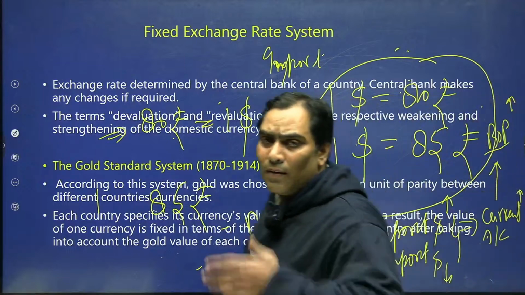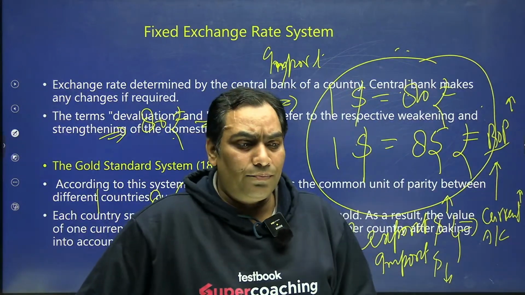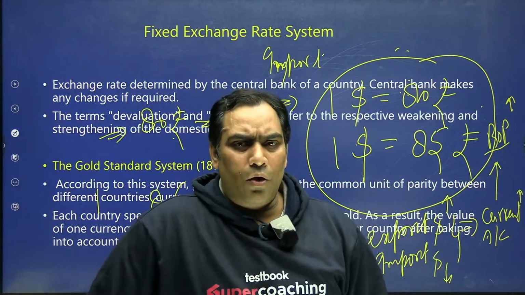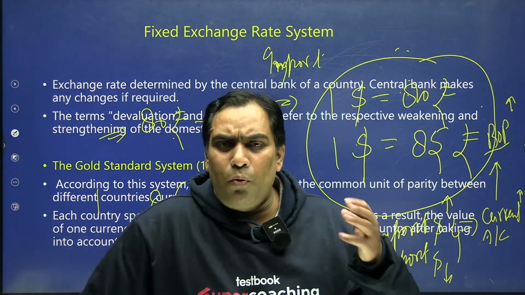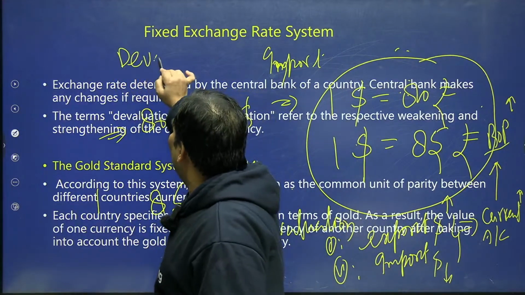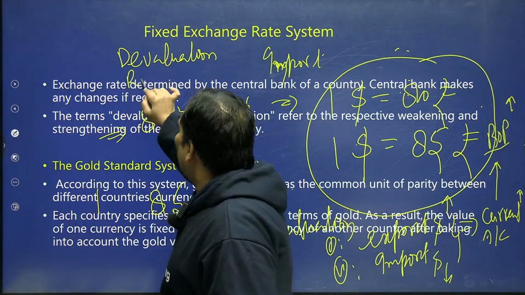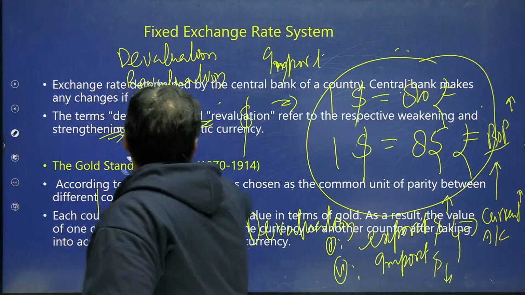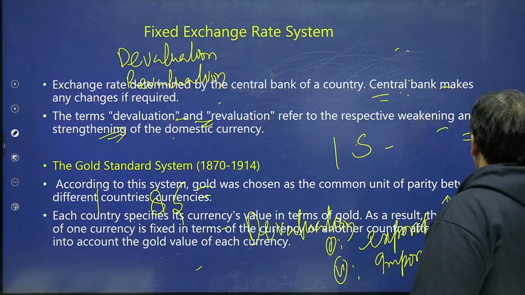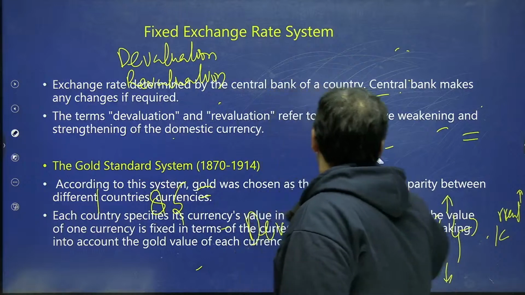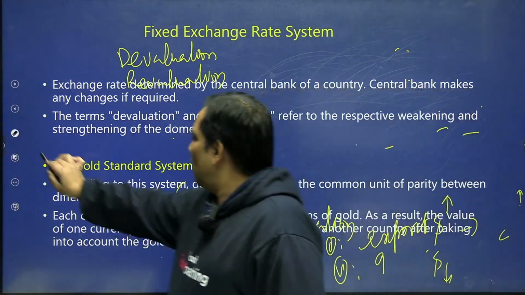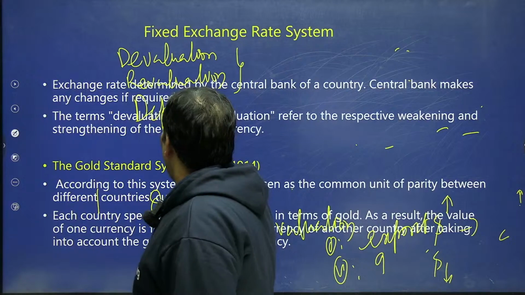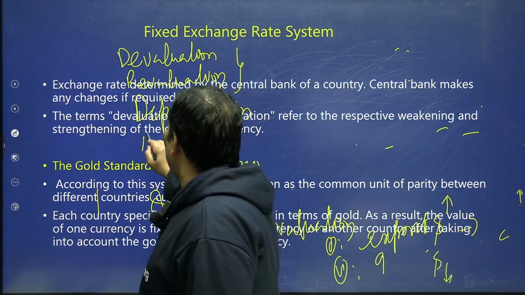So that means in case of fixed exchange rate system, there is devaluation, and we understood what the meaning of it is. Okay, so there are 4 words. One is devaluation, other is revaluation, other is depreciation, other is appreciation.